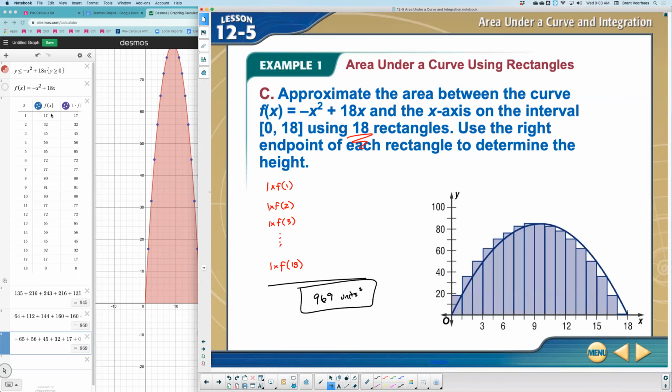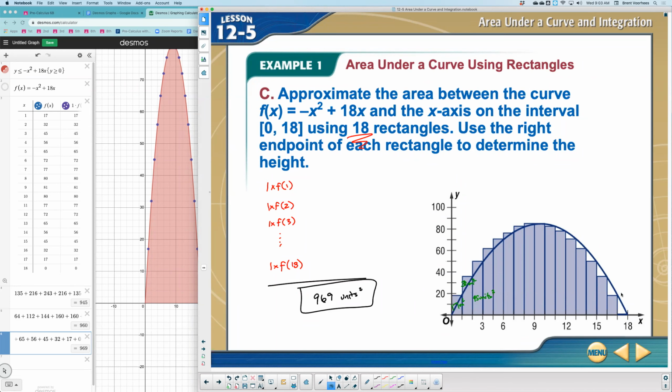And just one more time, just to be clear, what we are saying is this box right there is 17 units squared. That would be the first box. The second box would be 32 units squared. The next one will be 45 units squared, and so on and so forth.